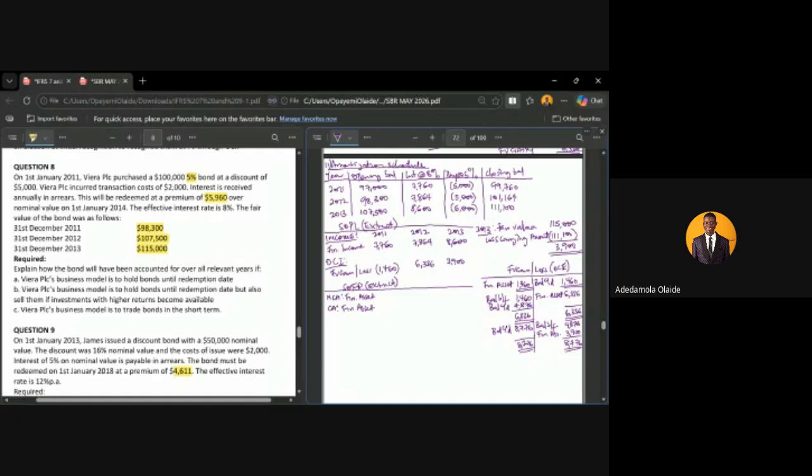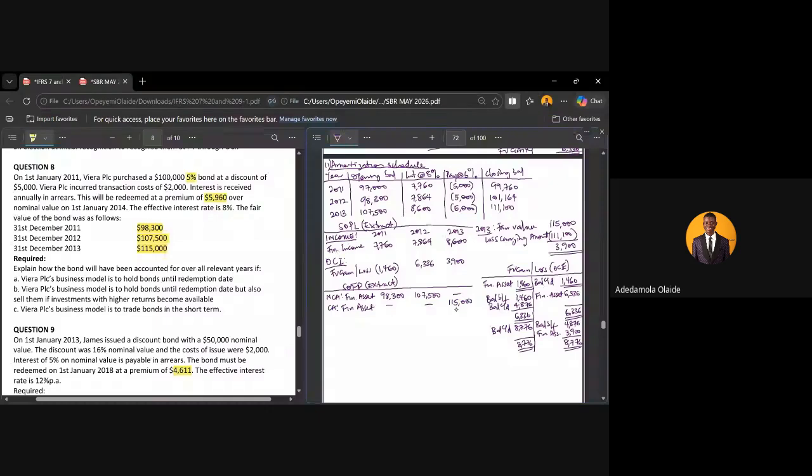So the financial asset at the end of 2011 will now be the fair value, which is 98,300. At the end of 2012, it will be what? 107,500. And at the end of 2013, it will now be 115,000.